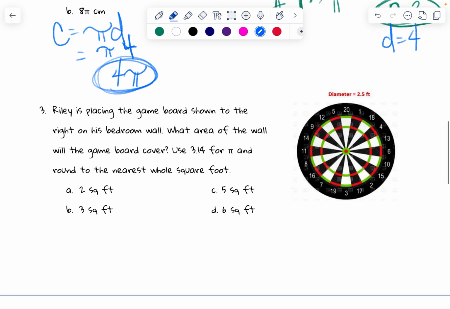Riley's placed the game board shown to the right on his bedroom wall. What is the area of the wall? What area of the wall will the game board cover? So basically we want this game board and we need the area.